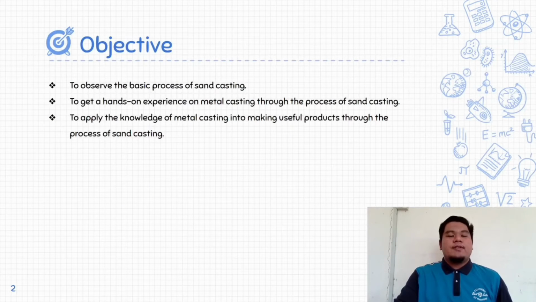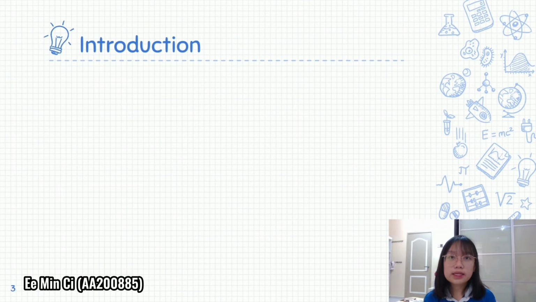The objectives of this casting are to observe the basic process of sand casting, to get hands-on experience on metal casting through the process of sand casting, and to apply the knowledge of metal casting into making useful products through the process of sand casting.